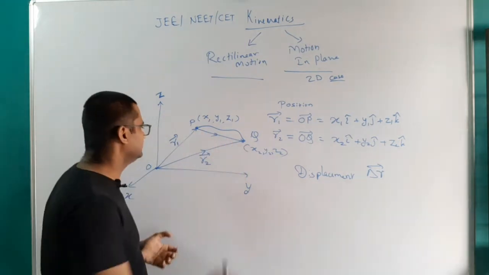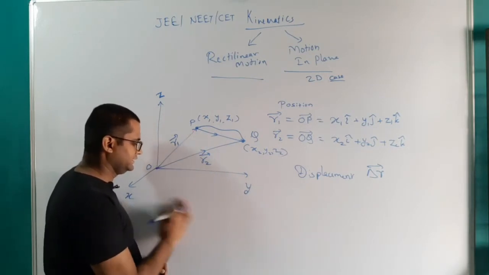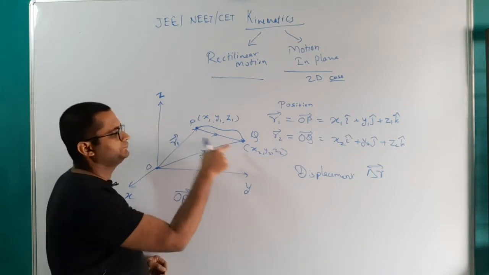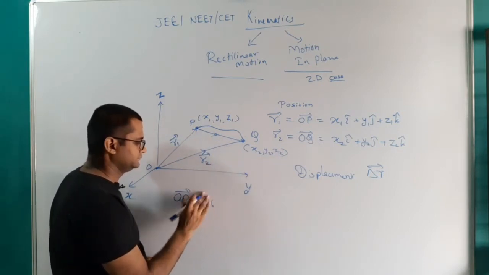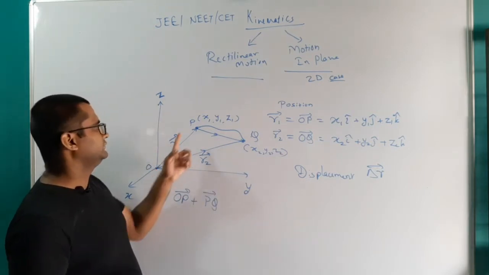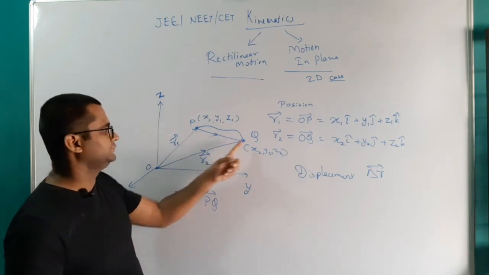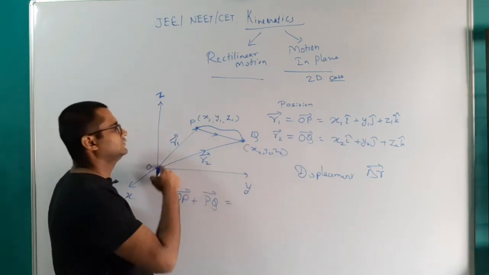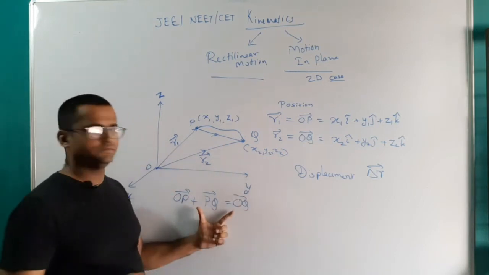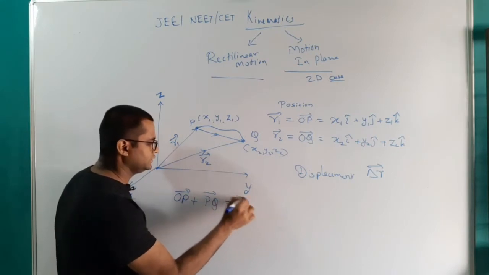And we know the triangle law of vectors. What is the triangle law of vectors? Let me write the full names: op vector plus pq vector. Displacement from o to p and from p to q is the same as displacement from o to q. So op vector plus pq vector is oq vector. This is the triangle law of vectors. We have already studied this in theory classes. So this is oq vector.